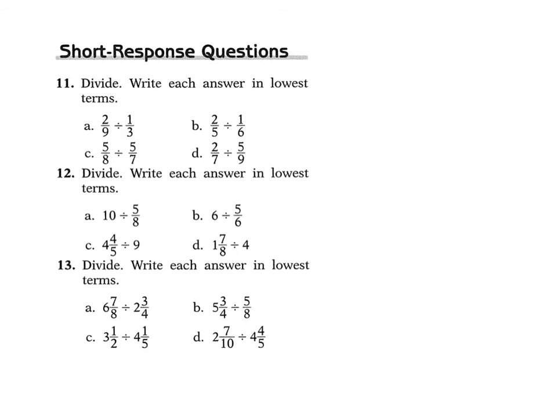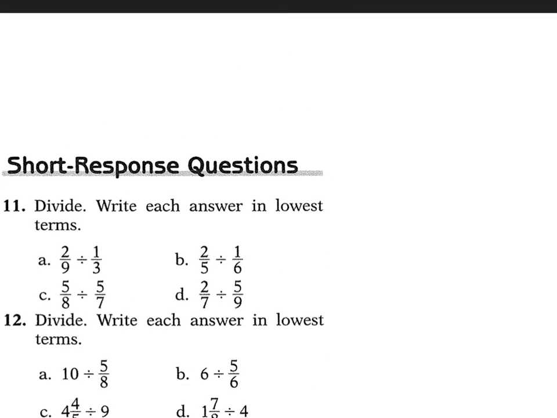So if we work on some examples, for 11, we are to divide and write each answer in lowest terms. So for A, we have 2 ninths divided by 1 third. So we're going to keep, change, flip, since we do not have mixed numbers. So the 2 ninths is going to stay. We're going to change to multiplication. We're going to flip the second fraction. That's going to be 3 over 1.